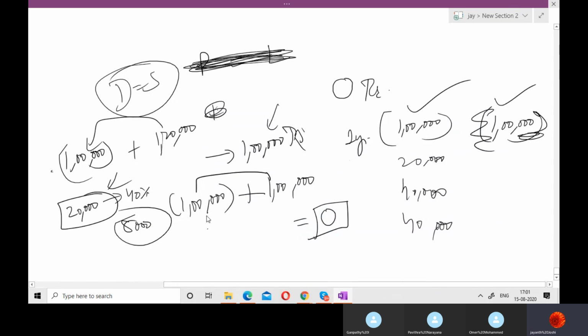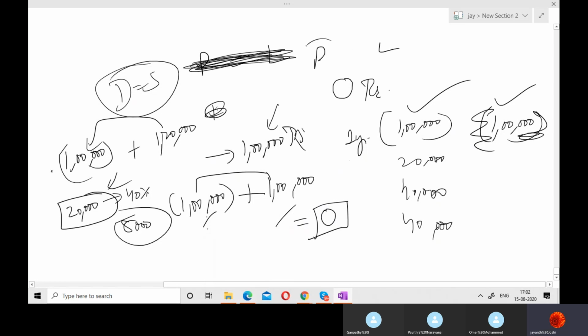So I have invested this much and I have recovered whatever I have invested. So when I added both of these things, I don't find any difference between what I put and what I got. So that is the break even point. Okay.